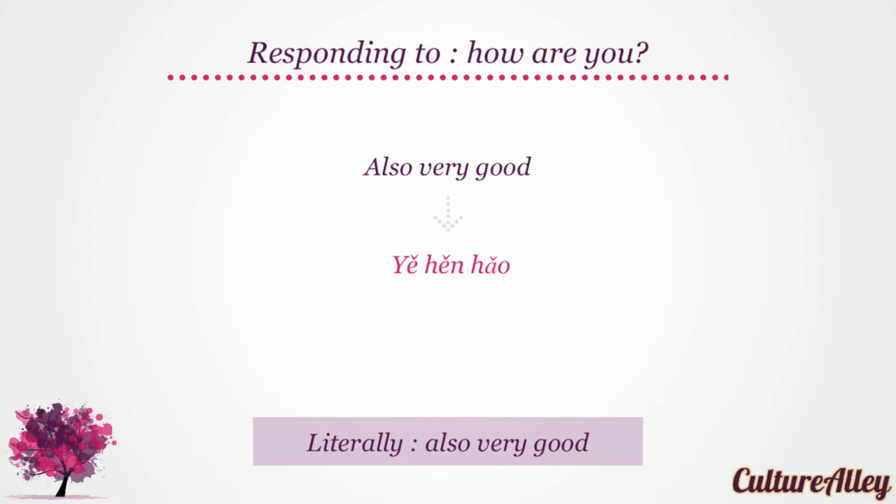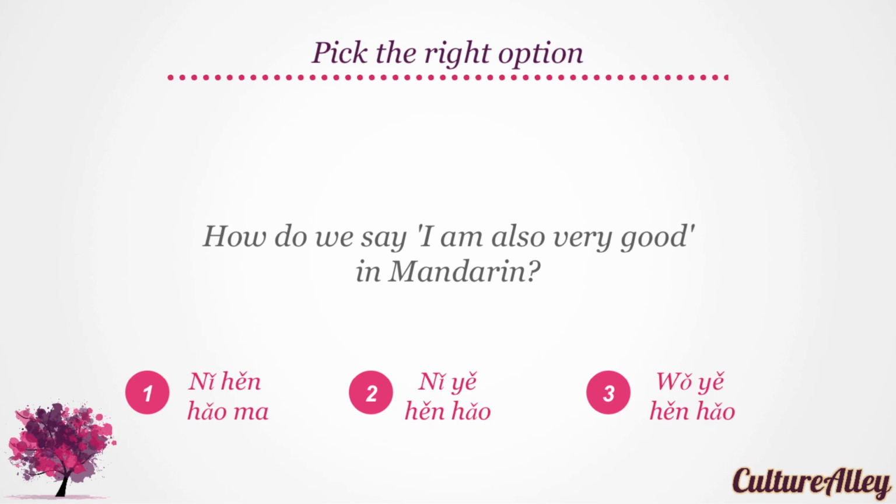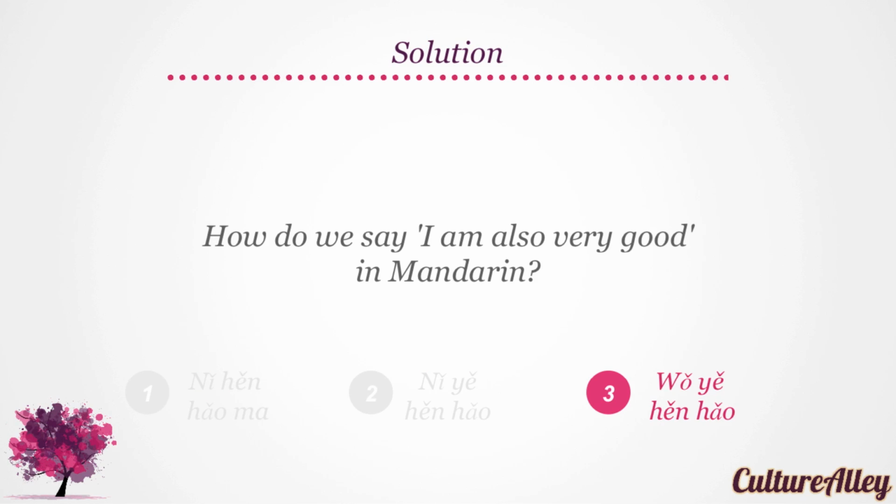Great! Now it's time to test your language learning skills. Let's see if you remember what we learned today. How do we say, I am also very good in Mandarin? Do we say, 你很好吗? Or do we say, 你也很好? Or is it, 我也很好? I am also very good translates to the third option, which is 我也很好. Good.